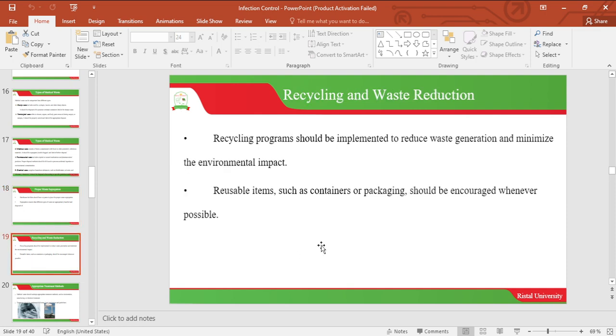Recycling and waste reduction. Recycling programs should be implemented to reduce waste generation and minimize environmental impact. Reusable items such as containers or packing should be encouraged whenever possible.